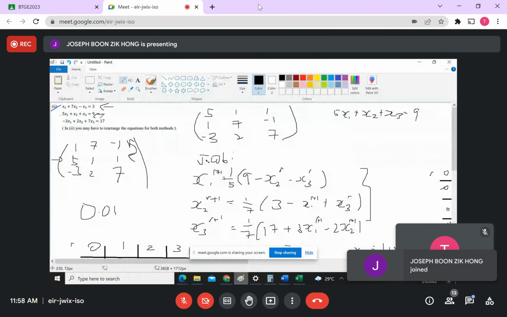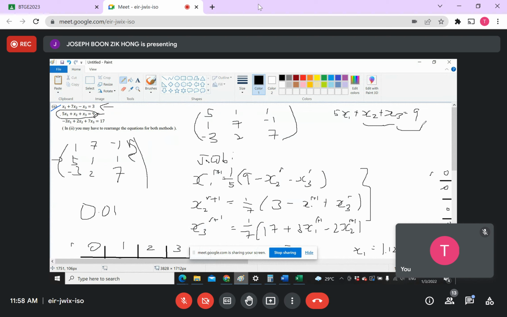Okay, because we arranged this one as our first equation, I have 5x1 plus x2 plus x3 equal to 9. So from here, this is the first equation. I want to get the x1, so we move this one to the back. So it becomes 9 minus x2 minus x3. And then I only want the x1, so divide by 5. So 1 over 5. So that's why I have this one.